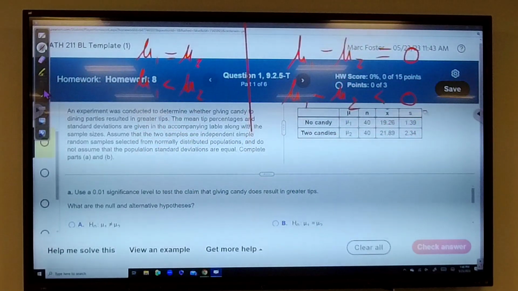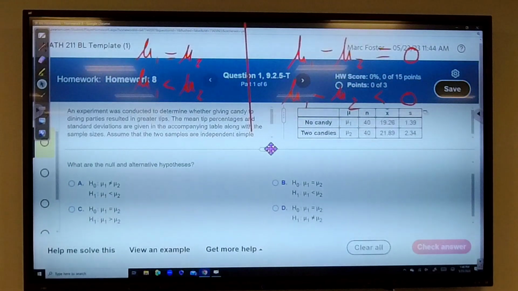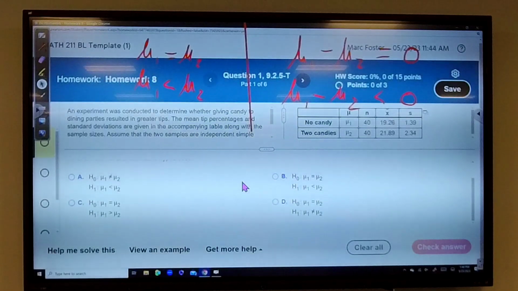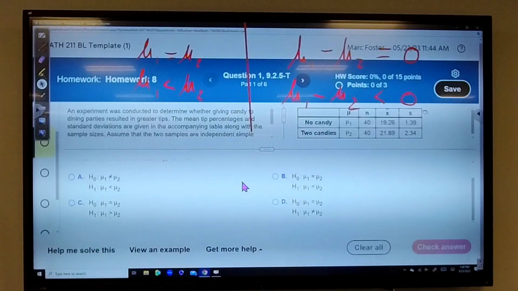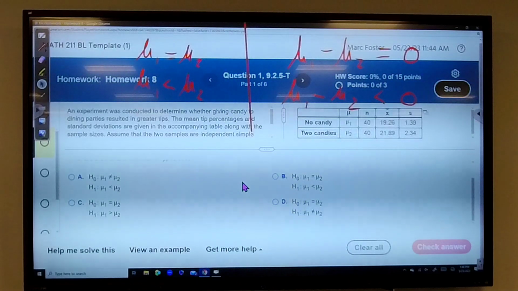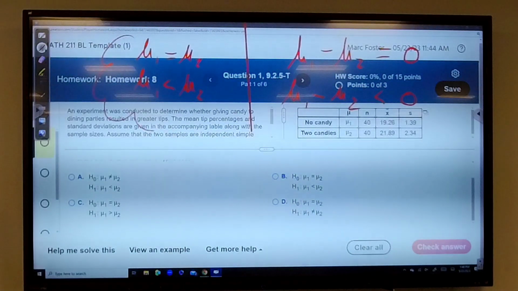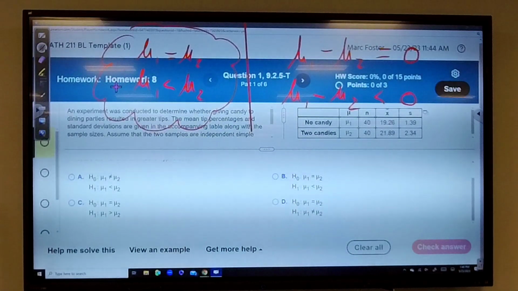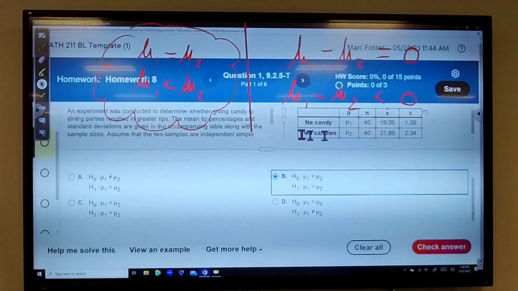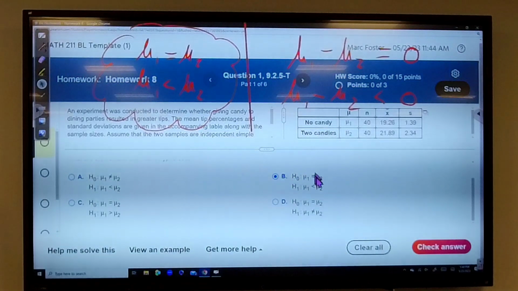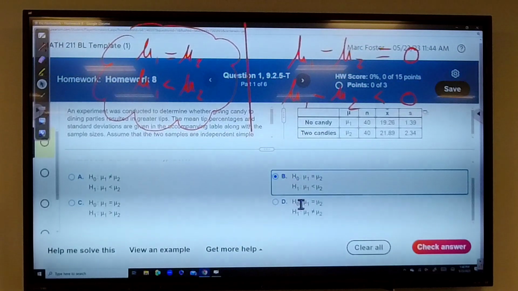So, for our initial and alternative hypotheses, well, it can't be A, because A does not have an initial hypothesis that's got an equal sign. In fact, I can see it already that it's B, right? Because B is exactly what we wrote right here. B has the alternate hypothesis that the second group, which is the group that got candy, has a bigger tip average than the people who didn't get candy.